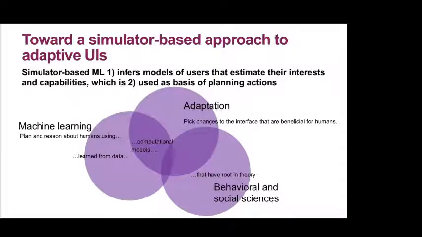To summarize, we've been developing this simulator-based approach to adaptive UIs. I strongly believe that this is much better than the existing rule-based and deep learning-based approaches. And it's based on this idea of inferring models and using them as a basis of planning actions. At the core of it, there are models that are partially sharing behavioral and social scientific ideas, and then also learn from data, whether that's, for example, the parameters of the model or some deeper things. That's our approach to adapting interfaces for the benefit of people.